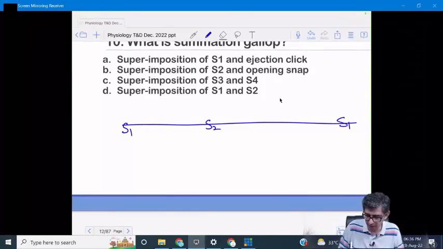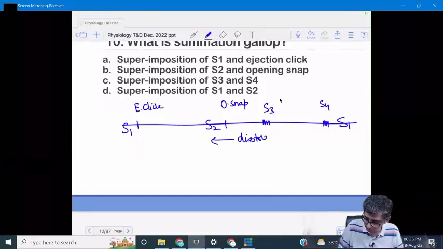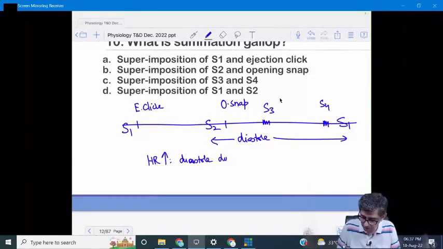This is S1. After that, we get an ejection click. After S2, we get the opening snap. And then we have S3, and then we have S4. This period is what is called diastole. Whenever the patient has a tachycardia, in tachycardia the duration of diastole becomes relatively less.